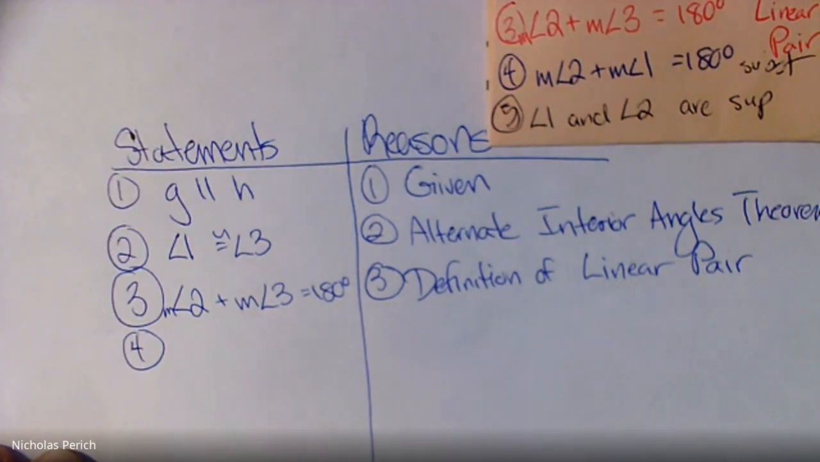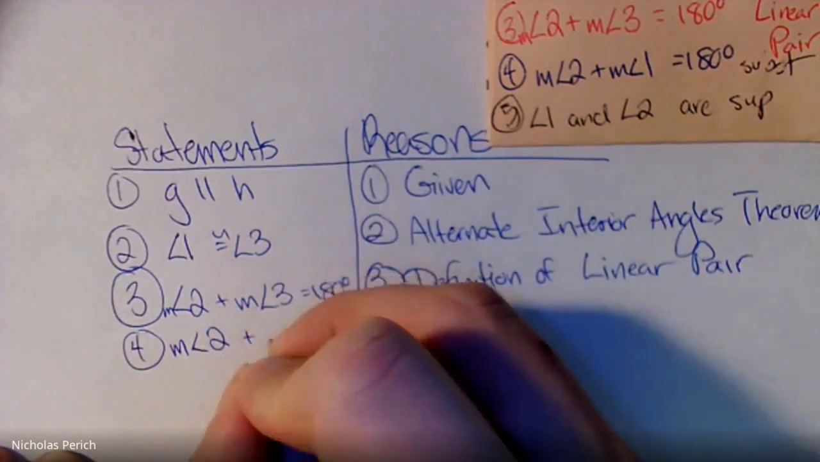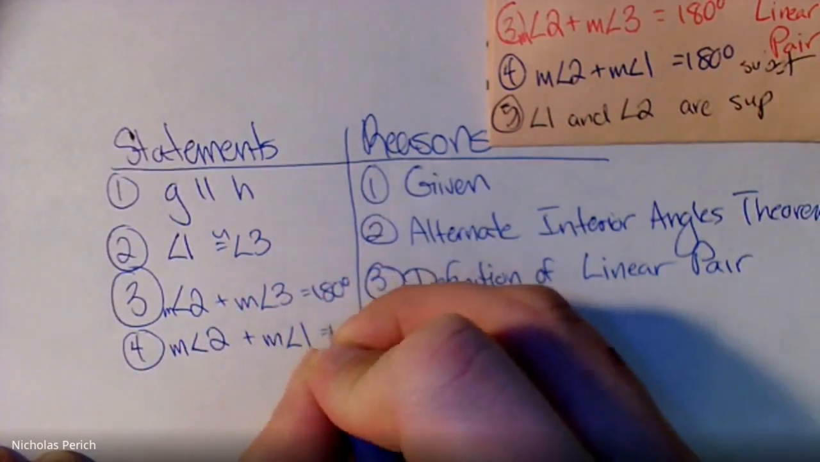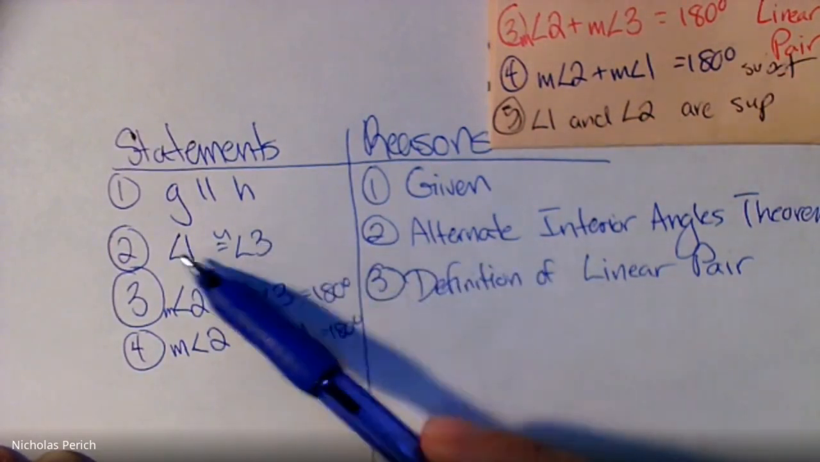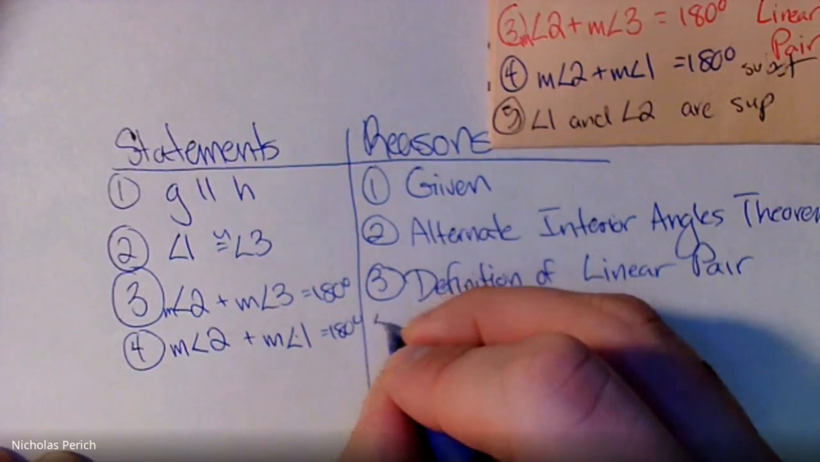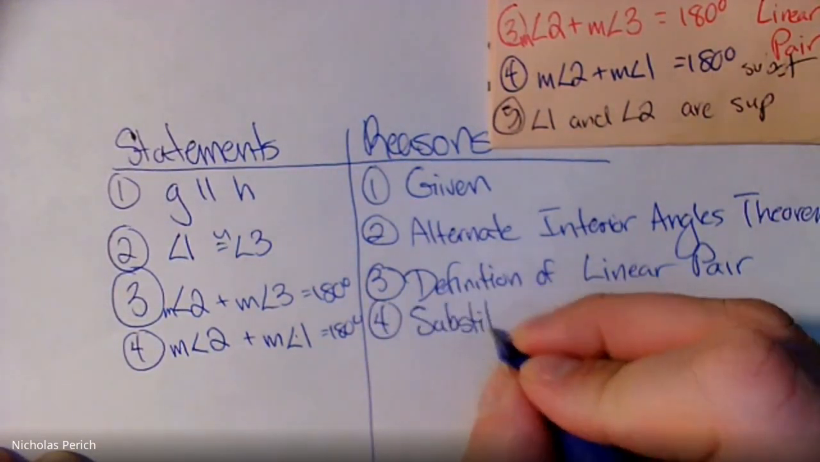All right, so 4 says the measure of angle 2 plus the measure of angle 1 equals 180. What did I do there? I replaced 3 with 1 because 3 is 1. And so that would be when you replace things, that's the substitution property.